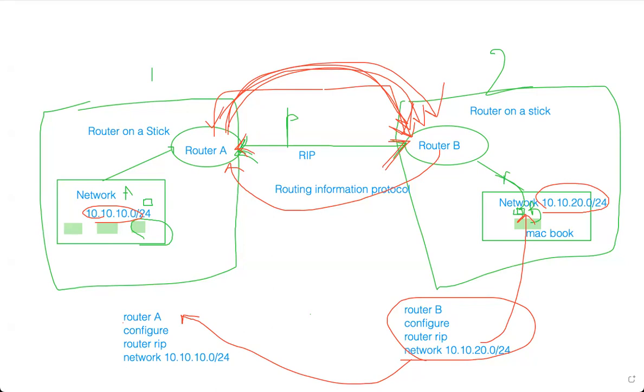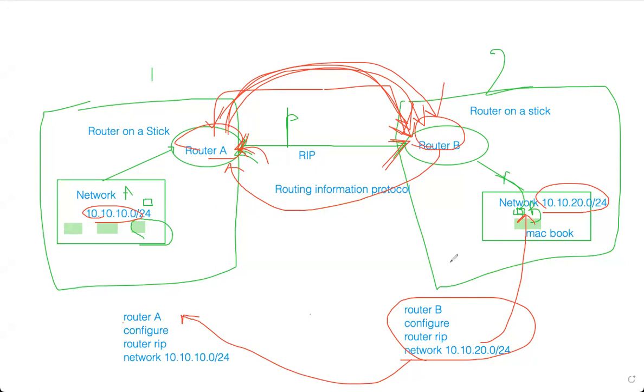So on RIP, if you want to secure your neighborship, you want to know who you are authenticating, you want to make sure you authenticate only who you want, then you will put a password on router A and router B, and the passwords have to match. If they don't match, the RIP neighborship will not come up.